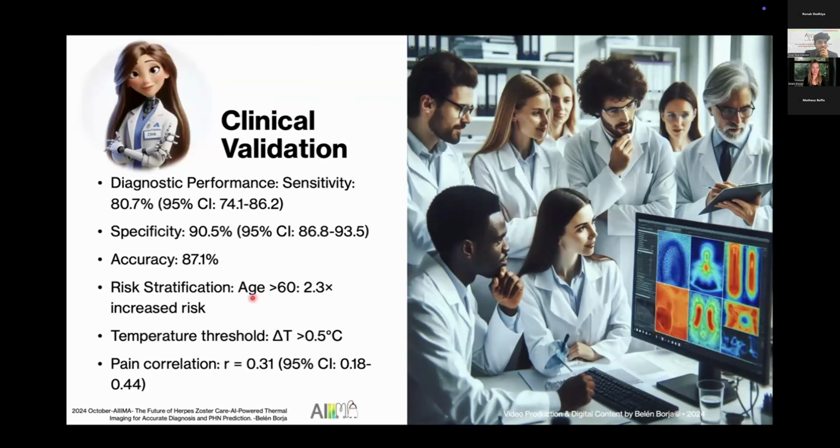Oh, and let's not forget about the age factor. Our machine learning models confirmed it time and time again. For patients 60 and over, the risk skyrockets 2.3 times. And the best part? That temperature difference correlates directly with pain levels. A nice, juicy r equals 0.31.